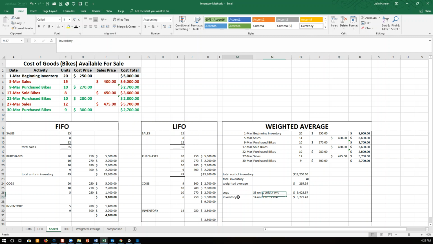And my ending inventory is the 14 I have left, because I either sold them or I still have them, and these are the ones I have left. So 14 units at the weighted cost is that. And that's how you complete that problem. So hopefully that helps.